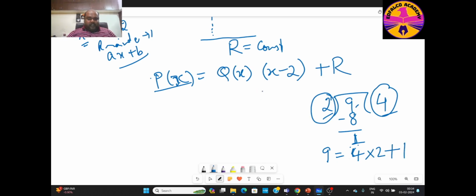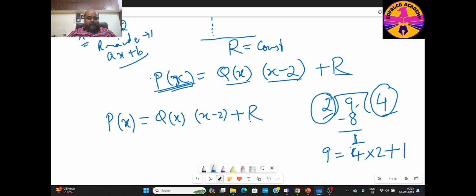The same thing I have done here. The quotient is to be multiplied with the polynomial that divided this particular polynomial p of x. And then if I add the remainder to it, I should get back p of x, which is the original polynomial that was to be divided. So therefore, we have this expression: p of x is equal to q of x, the quotient polynomial, multiplied by x minus 2, plus the remainder.